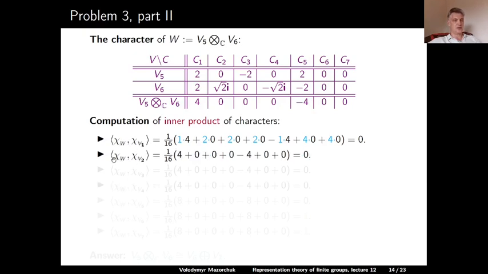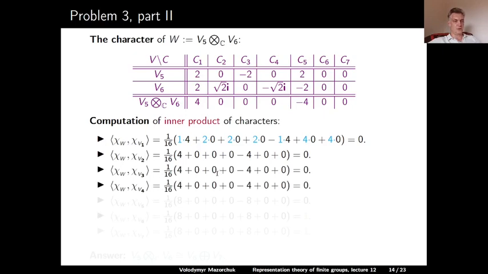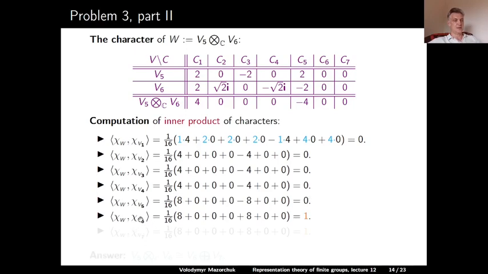Similarly, we can compute the scalar product of the character of W with the character of V2. And we again will get 4 minus 4, which gives us 0. And the same thing happens with V3 and V4. So now V5 is a two-dimensional module, so we will have higher numbers. We will have 8 in the first place and minus 8 in the second place. But still 8 minus 8 will give us 0. But then interesting things happen with V6.